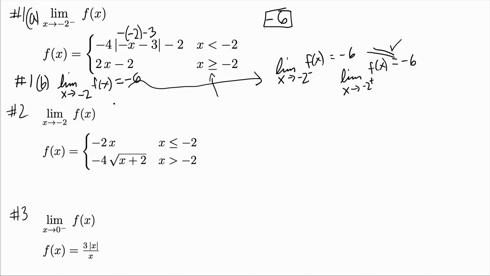All right, now let's look at problem number 2. Okay, so we're taking a limit as x approaches -2 of f of x, where f of x is a piecewise function. Okay, so this is not a limit on the left or right. This is just a limit overall. Does this limit exist?